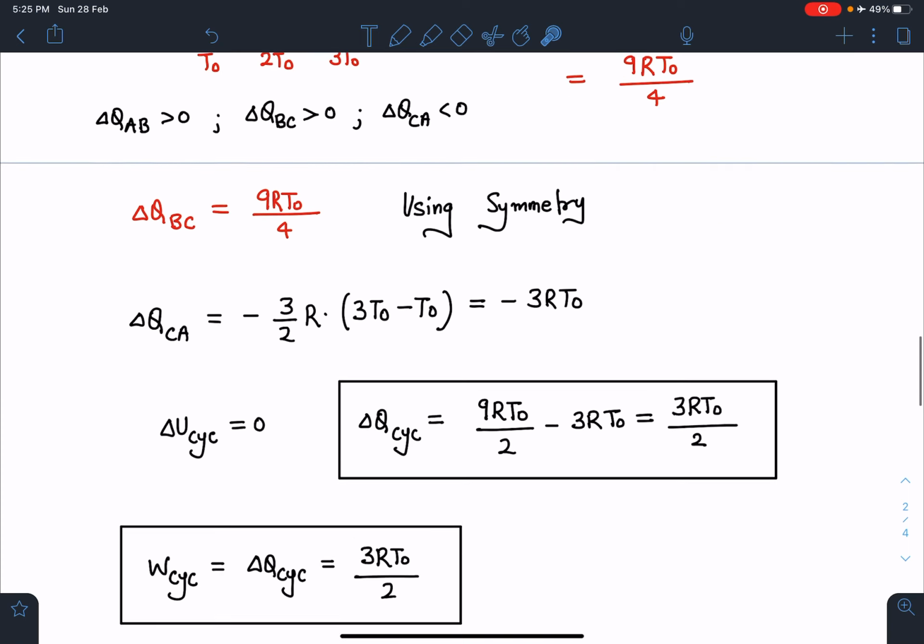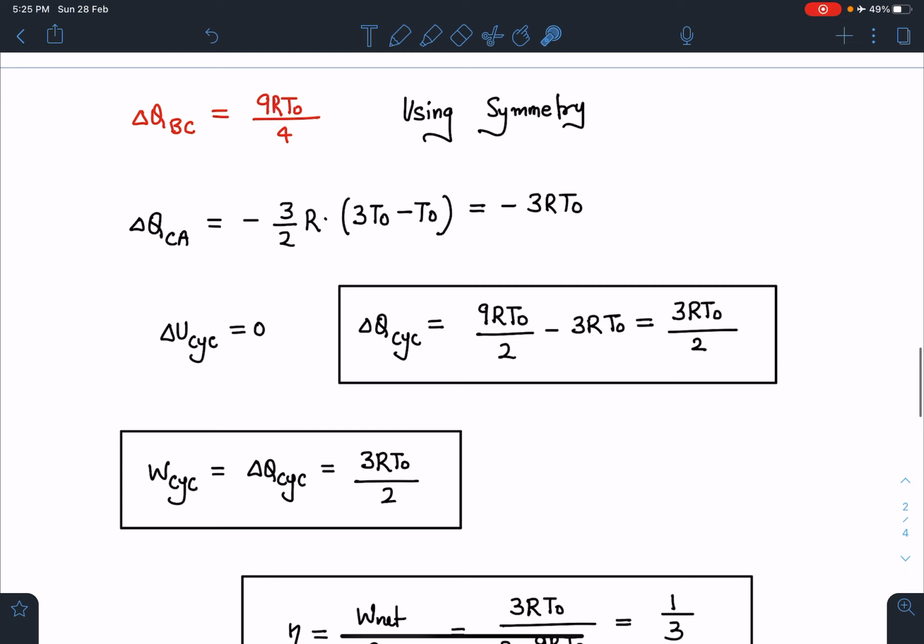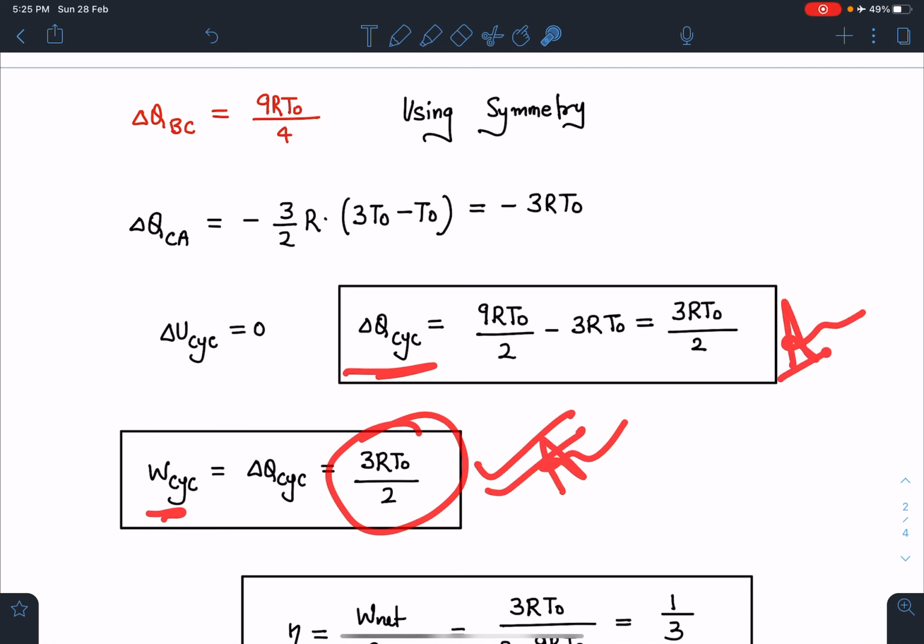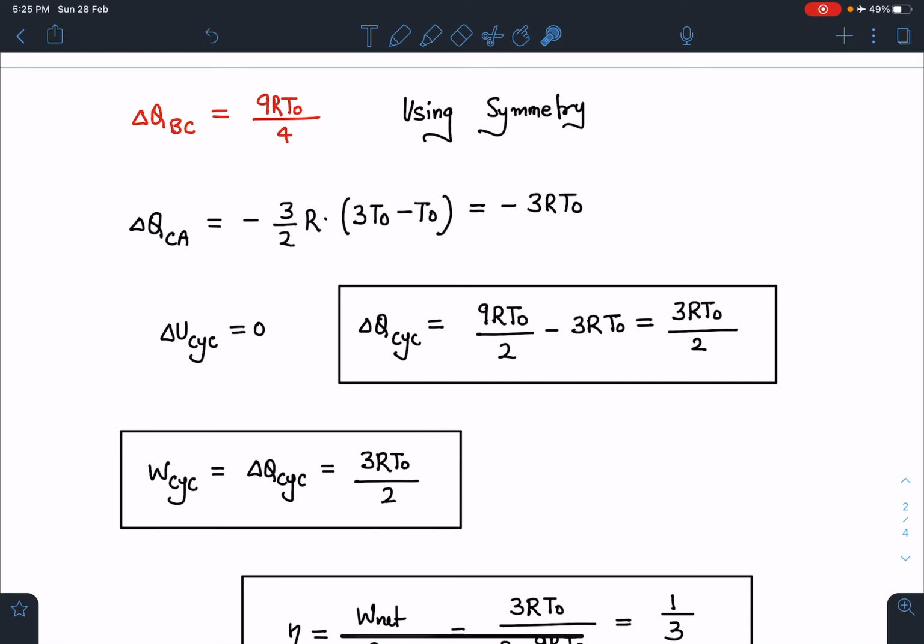So now this question becomes very simple, because we know it's a cyclic process, so the change in internal energy is going to be 0, and delta Q cycle I can say is Q AB plus Q BC plus Q CA. When we do that, we are going to get 3 R T naught by 2. So delta Q cycle and W cycle are going to be equal. So this is going to be the work done. This is one of the answers. This is another part of the answer. I think they were asking heat. Whatever they are asking, you can find out. W cycle we can calculate here.